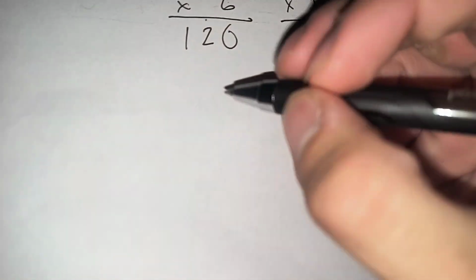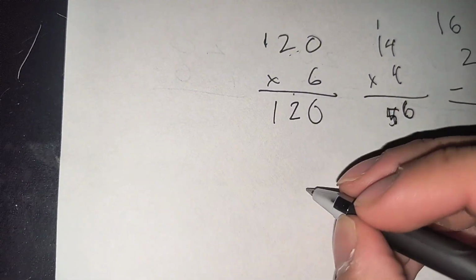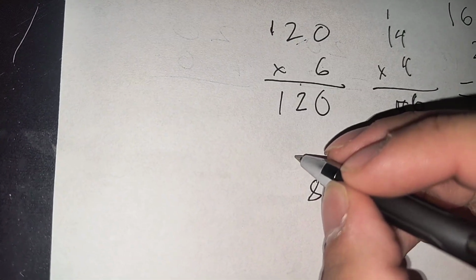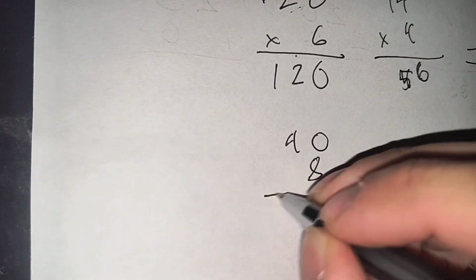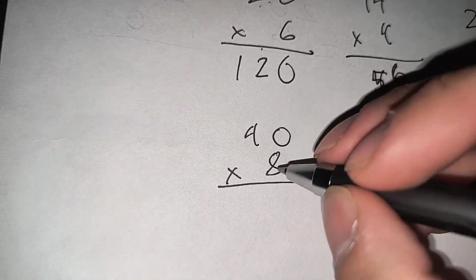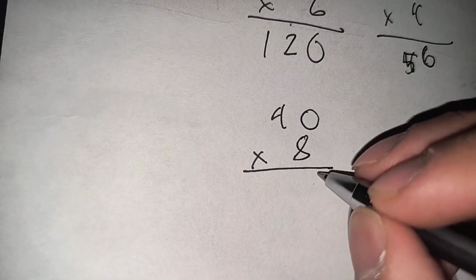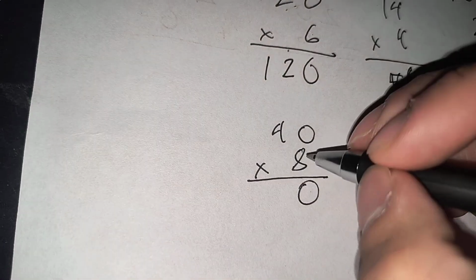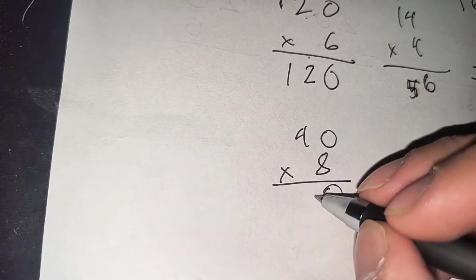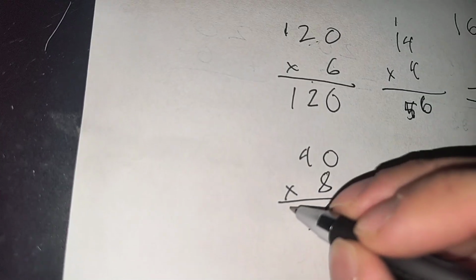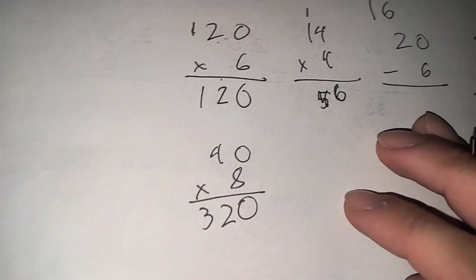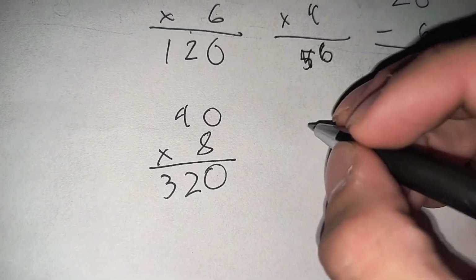Okay, so let's say we have the equation 8 times 40. Okay, we start off with multiplying by the ones place. 8 times 0 is 0. 8 times 4 is 32. And then we just carry that down, and there we go. 320.